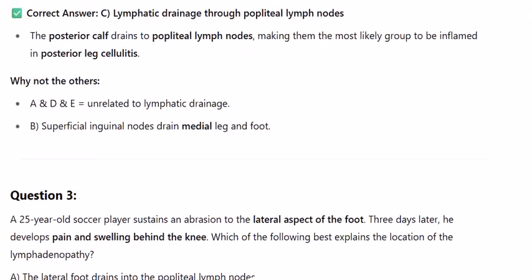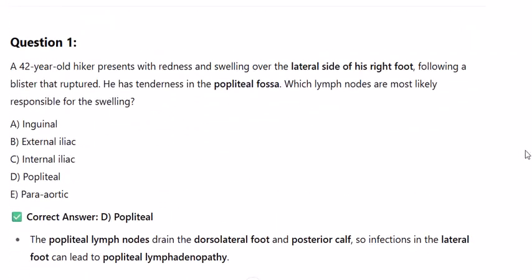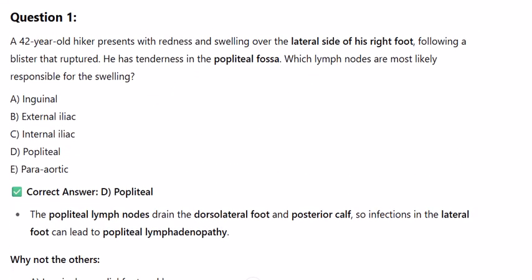Questions focused on the popliteal lymph nodes, their drainage area, dorsolateral foot and posterior calf, and related conditions like lateral foot and leg cellulitis. Question 1.